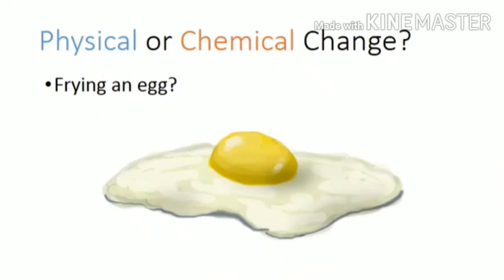Next we have frying an egg. In this case, there is a change in the color, there is a change in the shape. It cannot be reversed. It is very difficult to reverse. It cannot be reversed simply. So again, it is a chemical change.